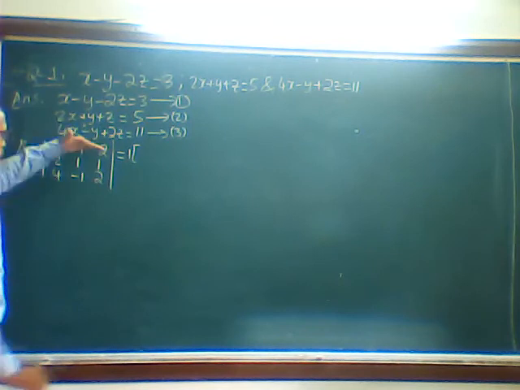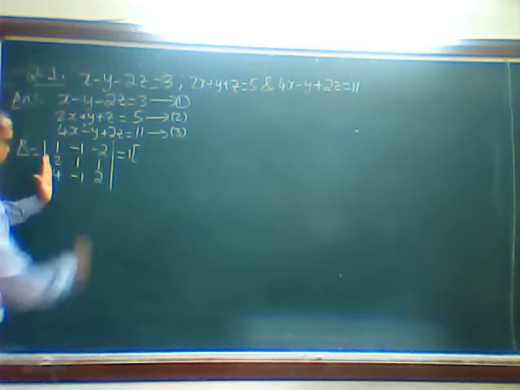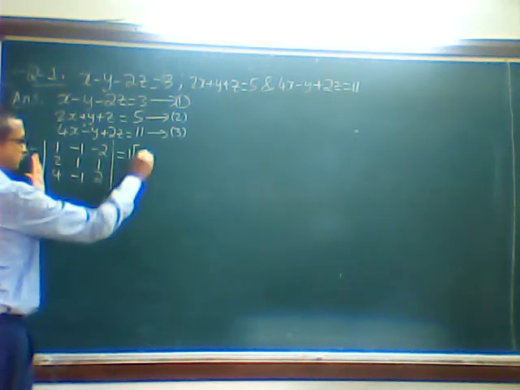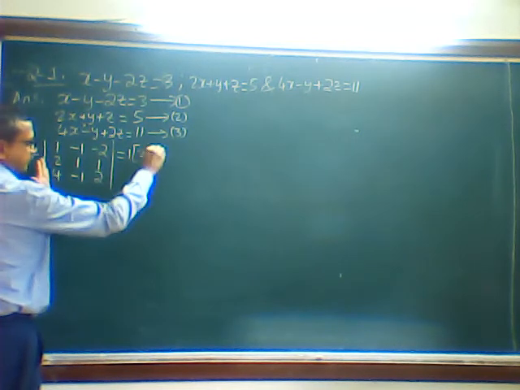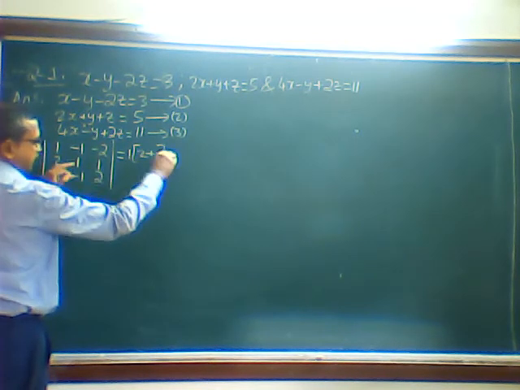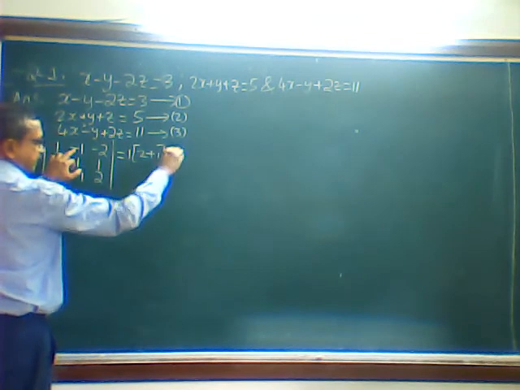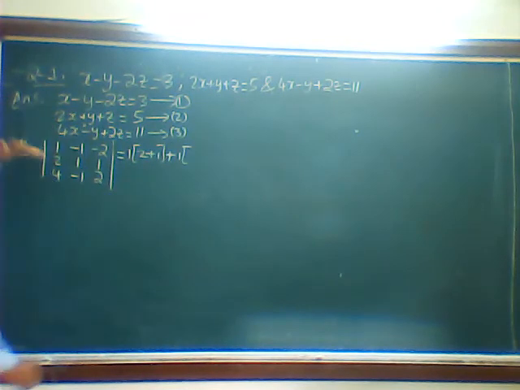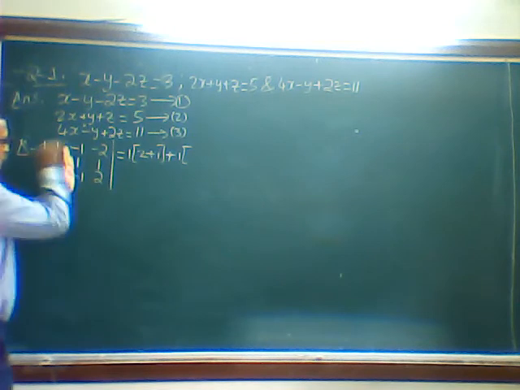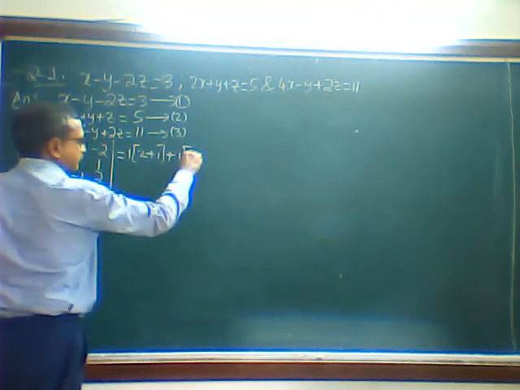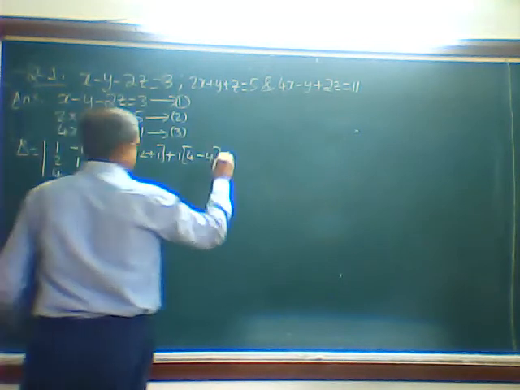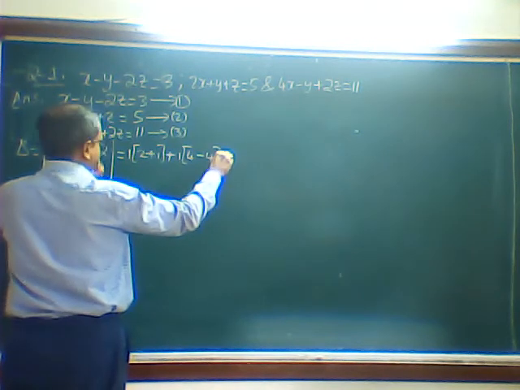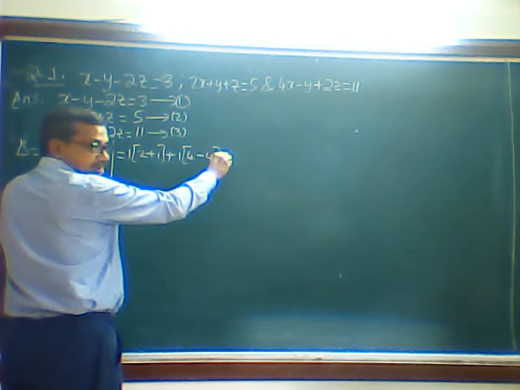1, first row and first column is deleted. 1 into 2 is 2, minus 1 into 1 is minus 1, minus minus plus 1. Then here it is minus, but this minus will make it plus. Again, first row, second column is deleted. 2 into 2 is 4, minus 4 into 1 is 4. Then here it is plus, but here minus is there. Plus into minus will become minus.